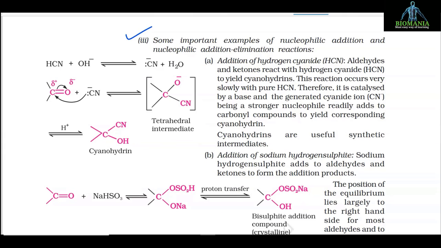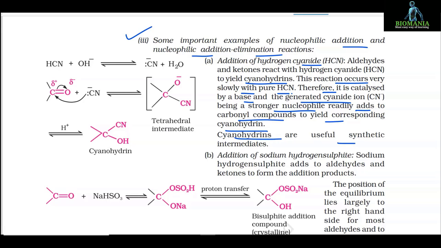Number 3. Some important examples of nucleophilic addition and nucleophilic addition-elimination reactions. A. Addition of hydrogen cyanide, HCN. Aldehydes and ketones react with hydrogen cyanide to yield cyanohydrins. This reaction occurs very slowly with pure HCN. Therefore, it is catalyzed by a base, and the generated cyanide ion, being a stronger nucleophile, readily adds to the carbonyl compounds to yield the corresponding cyanohydrin.